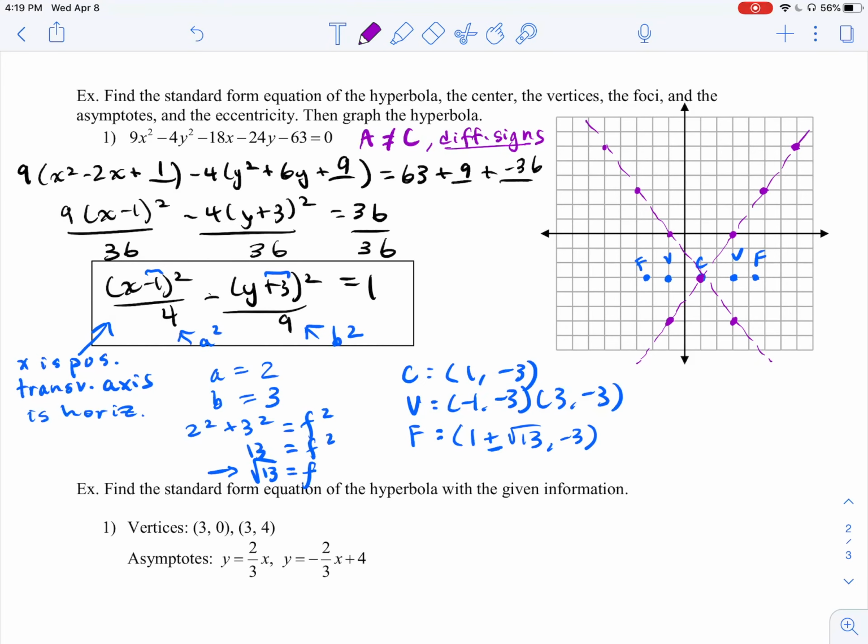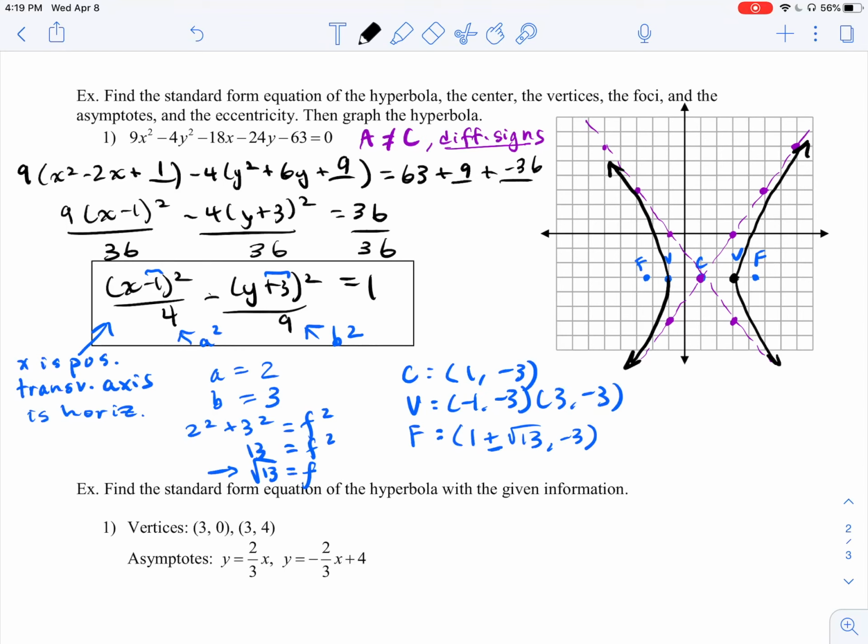Well, from here, all we need to do to graph our branches is we start at one vertex. So here's our first vertex. And all I'm going to do is I'm just going to hug this asymptote. Don't worry about plugging in any additional points. We don't need to. We're just going to go ahead and hug that asymptote the best as we can. Just make sure we're getting closer and closer to that asymptote in either direction. Right? And that's a pretty decent looking hyperbola. Not great, but pretty decent looking.